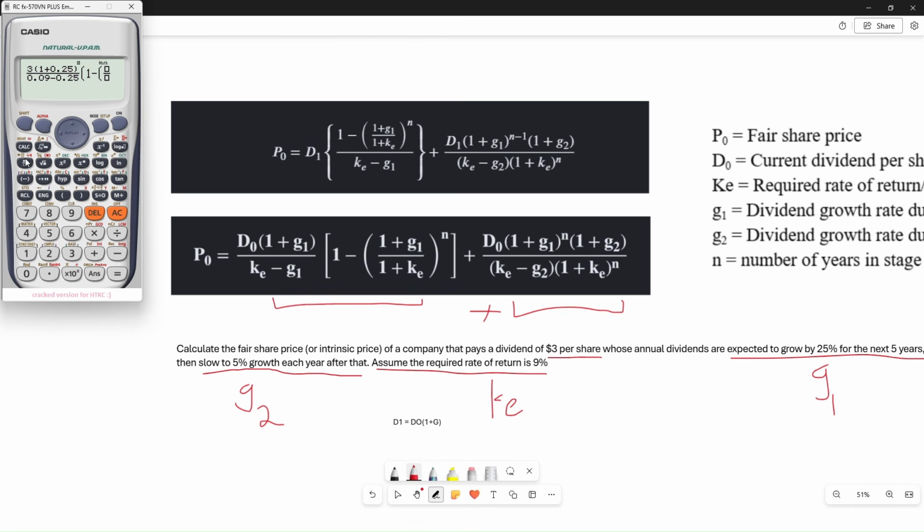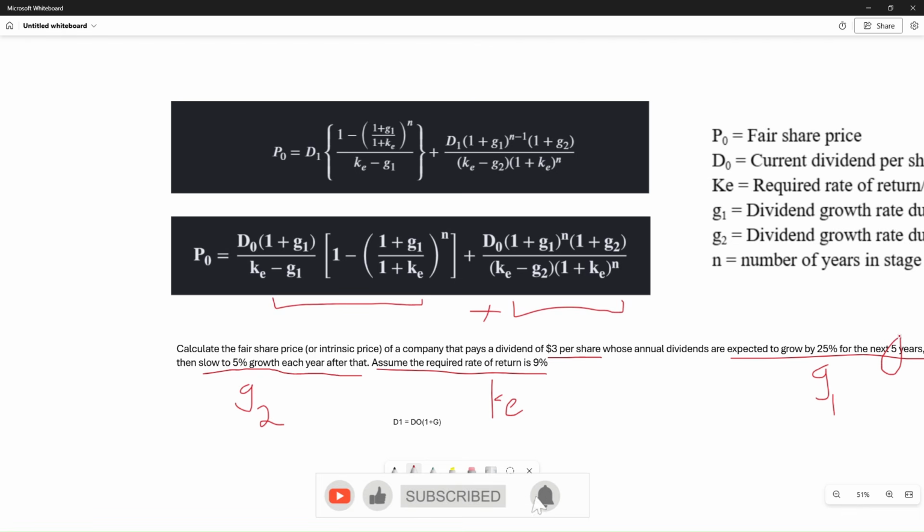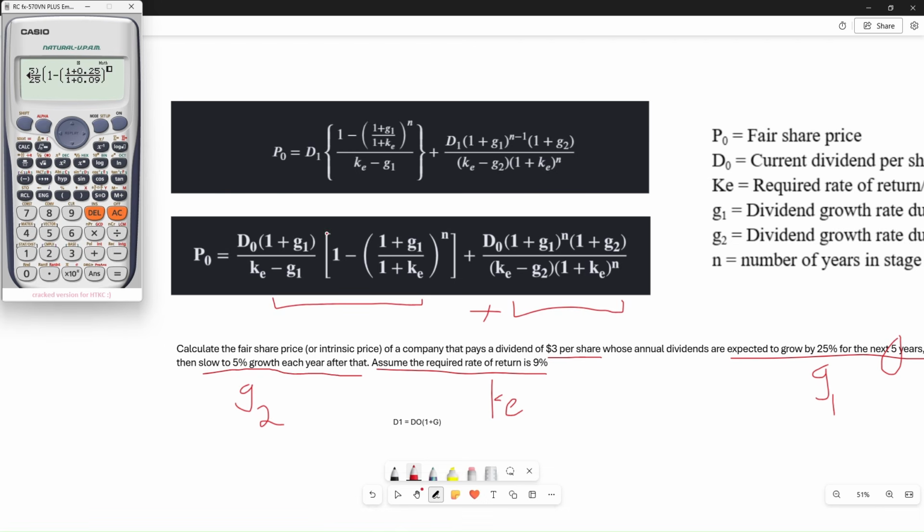Then we have this. So we have 1 plus the G1, which is 0.25. Go down, 1 plus our required rate of return, which is 0.09. Then everything is going to be raised to the power of the number of years. The number of years in stage 1, we have 5 years. So I'm just going to come down there, put in 5 at the top, then close the bracket there.